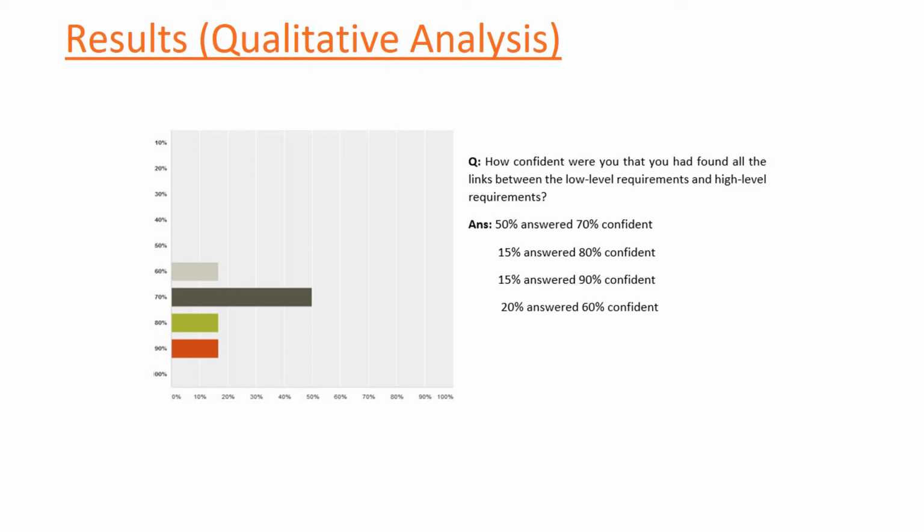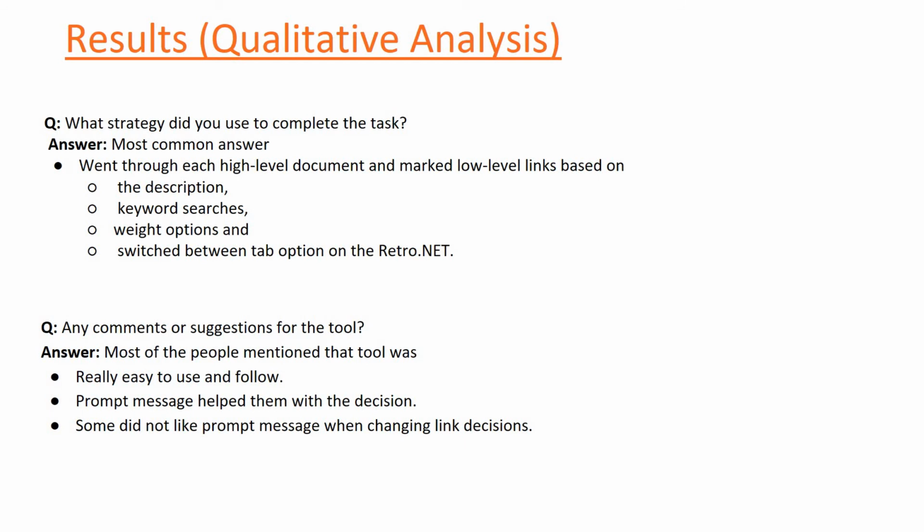Then this was really mixed results, where we asked them how confident they were that they had found all the links between low level and high level requirements. Clearly almost the majority of people were only 70% confident about this, and only 15% were 90% confident. So we definitely keep those results in mind for the future.